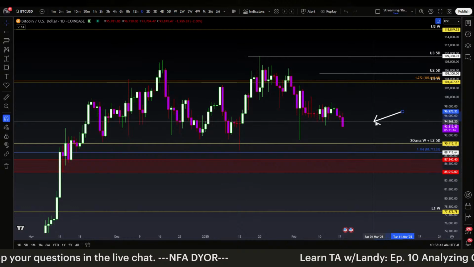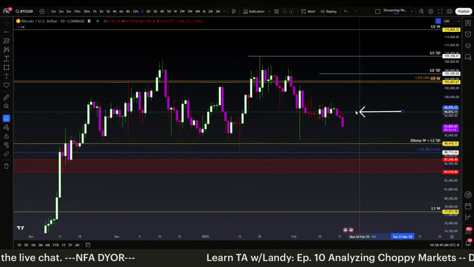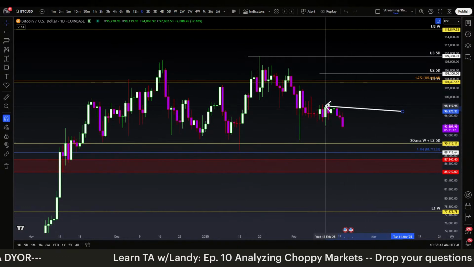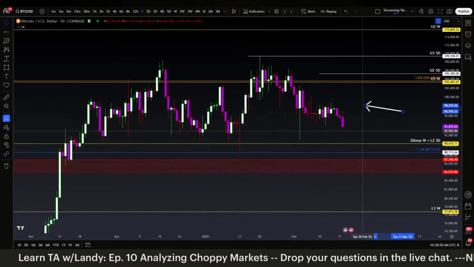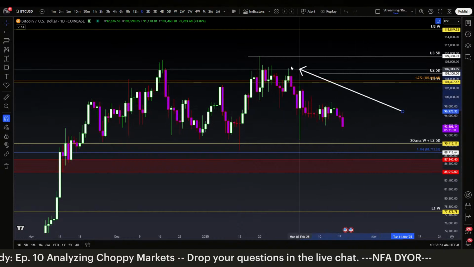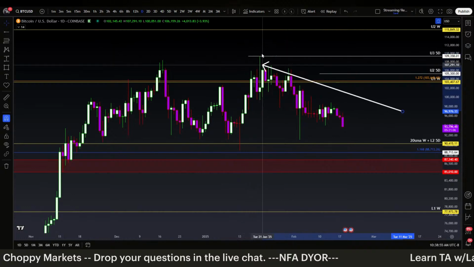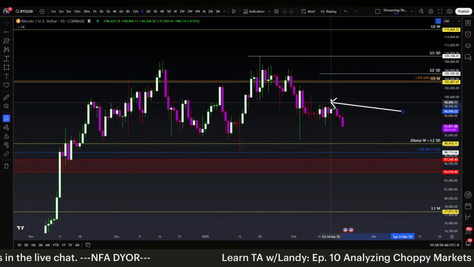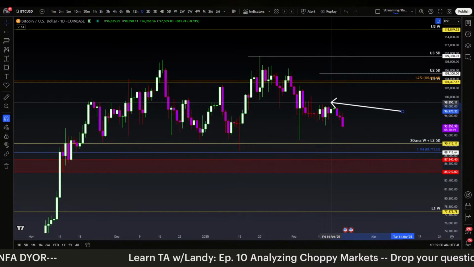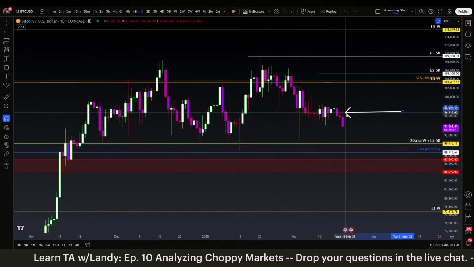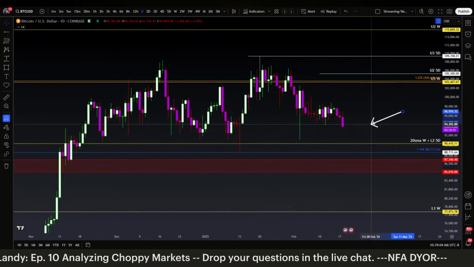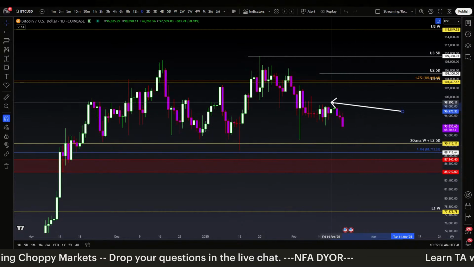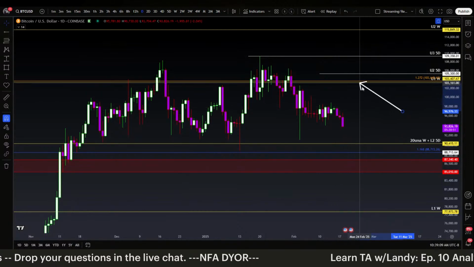So first things first, we need to see a low set. There is no low set here, but we do have a lower high. And our last lower high was up here. So we have the higher high up here, we have a lower high, and then our third lower high right here. So in order to break this downtrending structure, we need to see a low set first, and then we need to see a lower high taken out, and then we can start looking further up.